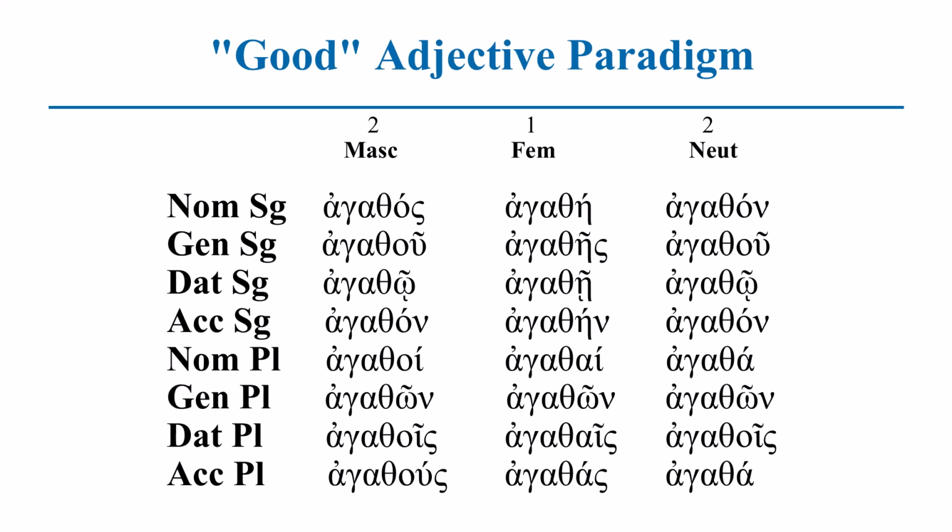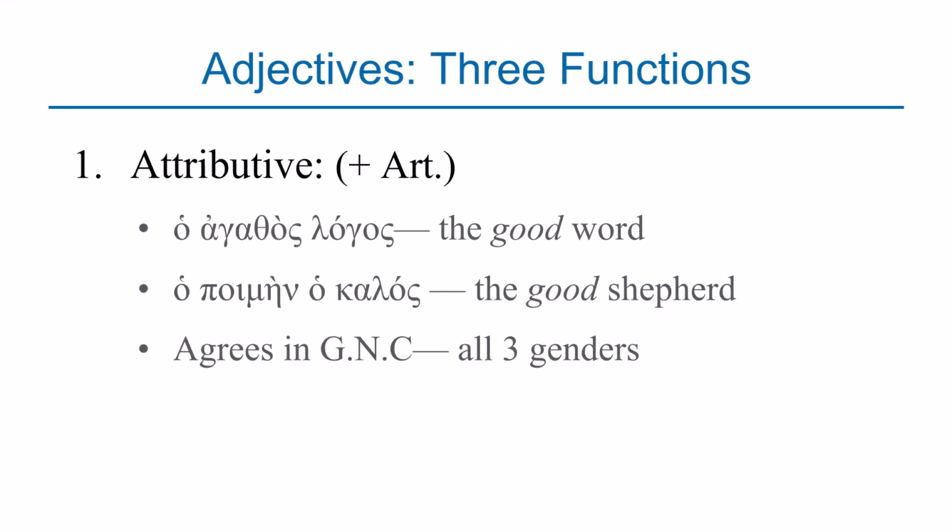To understand how Greek adjectives work, we're going to look at the three functions, but look at Greek examples. For example, we said the first function of an adjective is to work in the attributive way. And we have the example there, ho agathos logos. Remember, the word agathos means good. And so you have the phrase ho agathos logos, meaning the good word. Logos means word, agathos means good, and ho means the. So you have the good word.